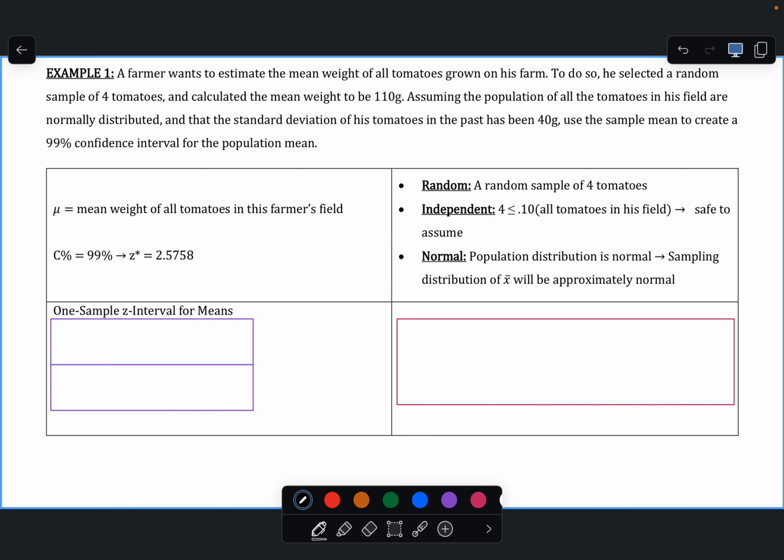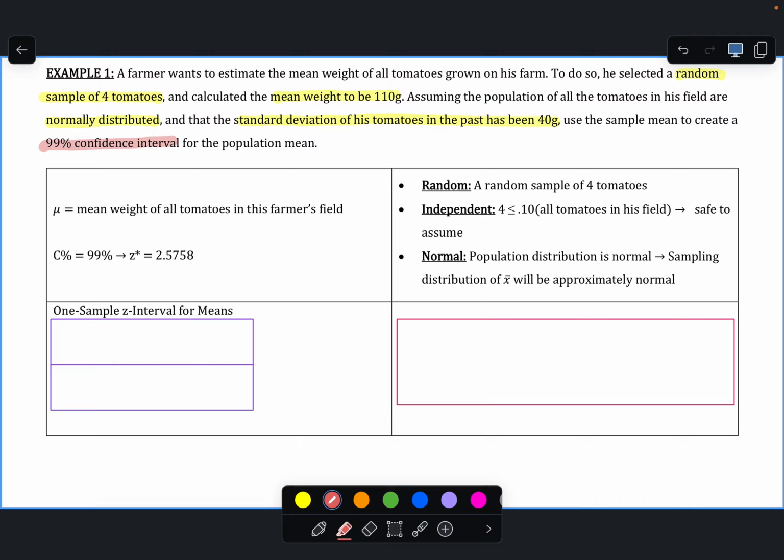A farmer wants to estimate the mean weight of all tomatoes grown on his farm. To do so, he selected a random sample. So here we have a random sample of 4 tomatoes and calculated the mean weight to be 110, assuming the population of all the tomatoes are normally distributed. So they're telling us it's normal. And the standard deviation of his tomatoes in the past has been 40 grams. Use the sample mean to create a 99% confidence interval.